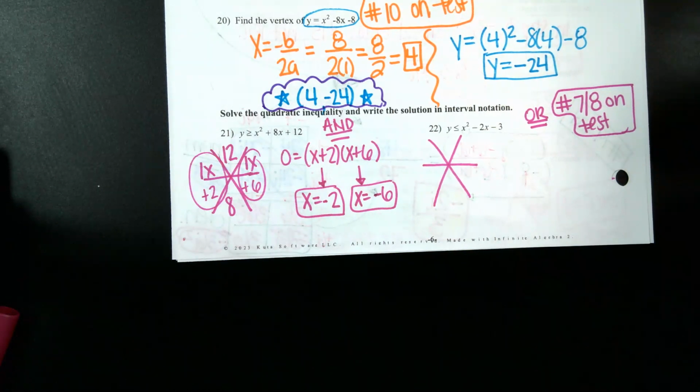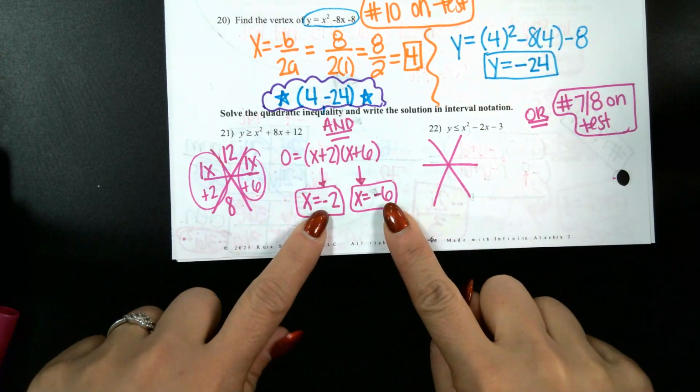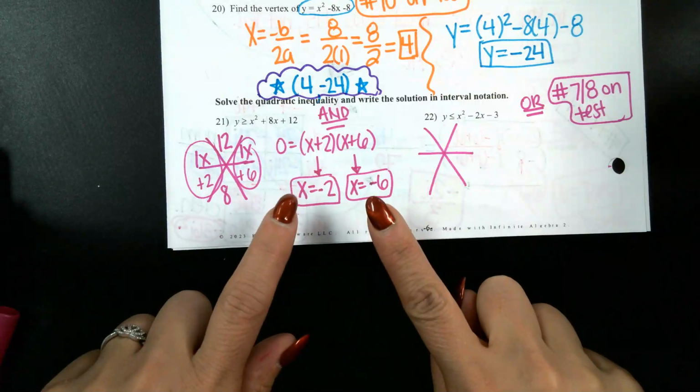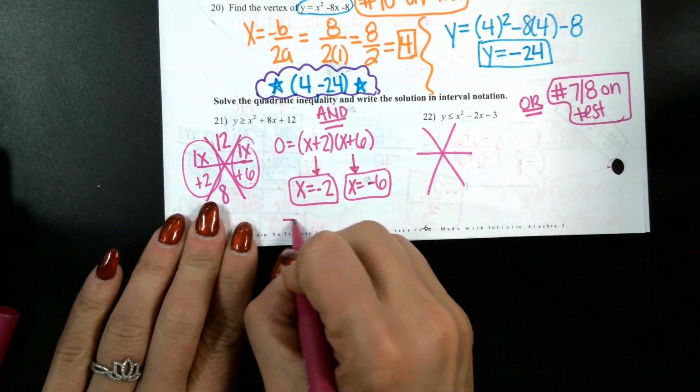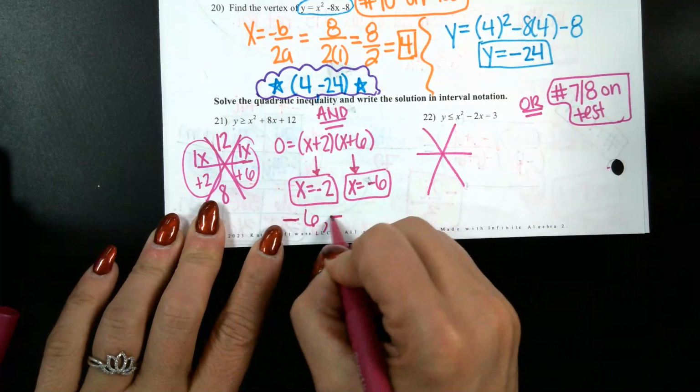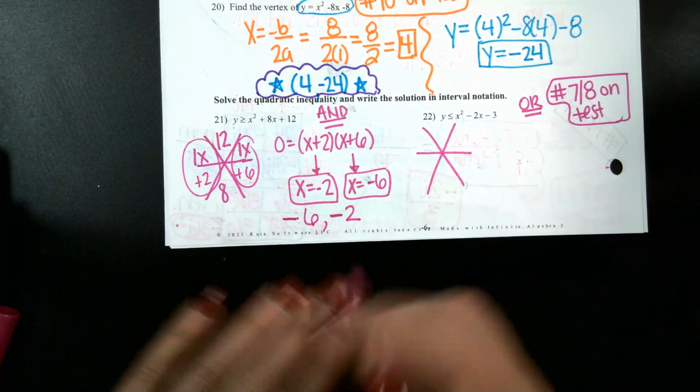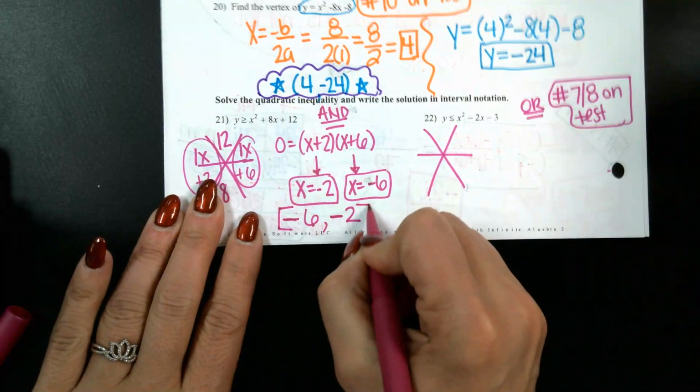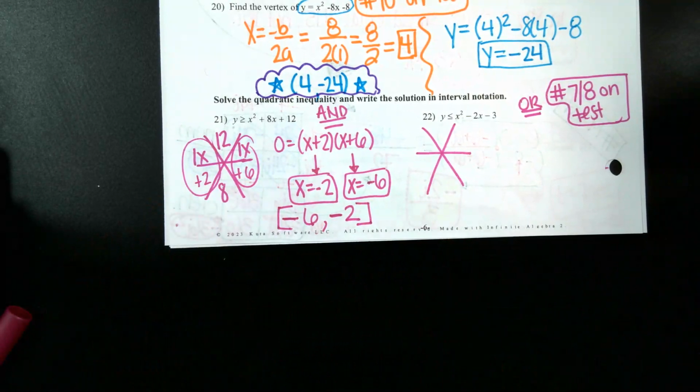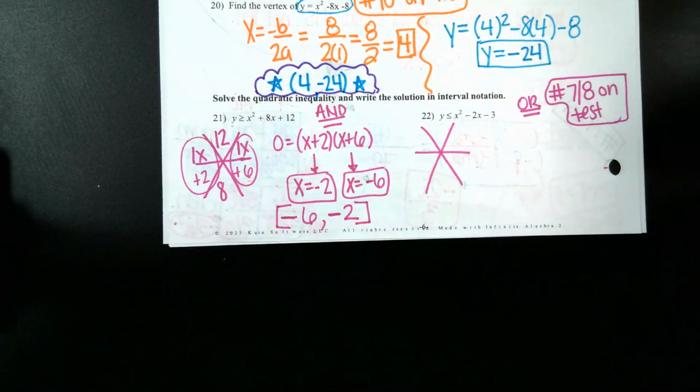So if you guys think about and inequalities, the shading goes in between two numbers. So these are our endpoints. Which one is smaller? Okay, you'd have to put the -6 first, then the -2, and then the square brackets. Square because there was an equal sign. If there was no equal sign here, you guys would have it in parentheses instead of square brackets. So that one's done.